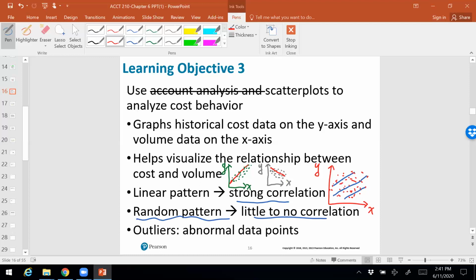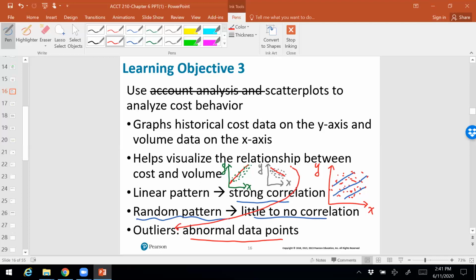What's the meaning of outlier? It's just abnormal. From here, the dots are around here. But if there is a dot all the way over here, then that will be the outlier.